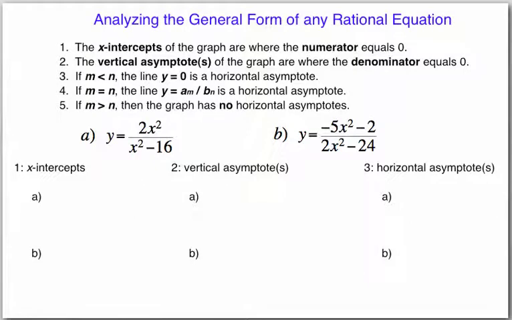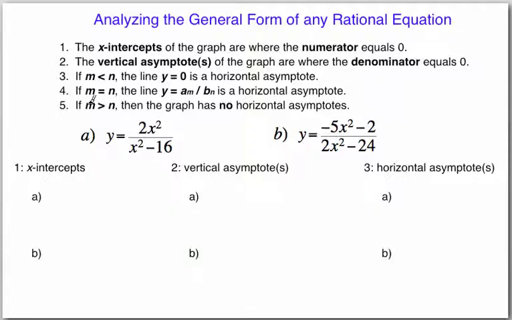Hi guys, and welcome to analyzing the general form of any rational equation where m equals n. Just a reminder, when we're talking about m and n, we're talking about the degrees of the polynomials in the numerator and in the denominator of a rational function. For example, when we're looking at a here, the degree of the top is x squared, so we have degree 2 and degree 2. They're equal. Same thing here. We've got degree 2, they're equal, and so we're going to be looking at number 4 here.